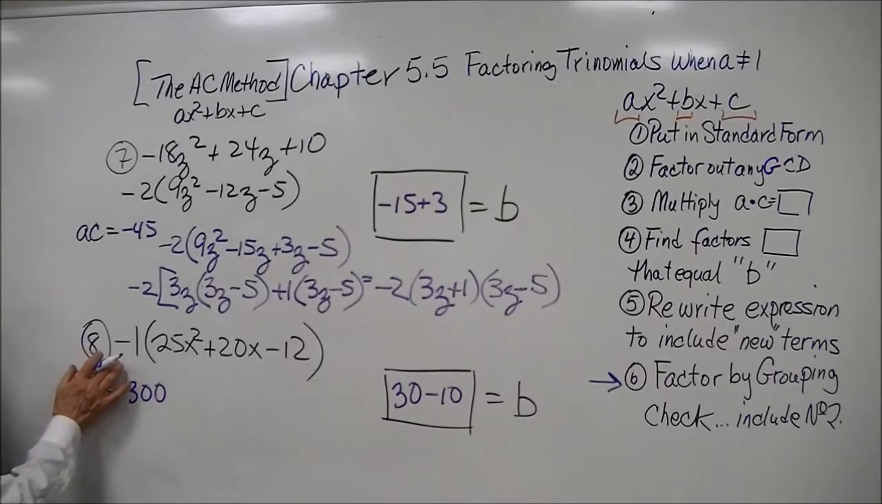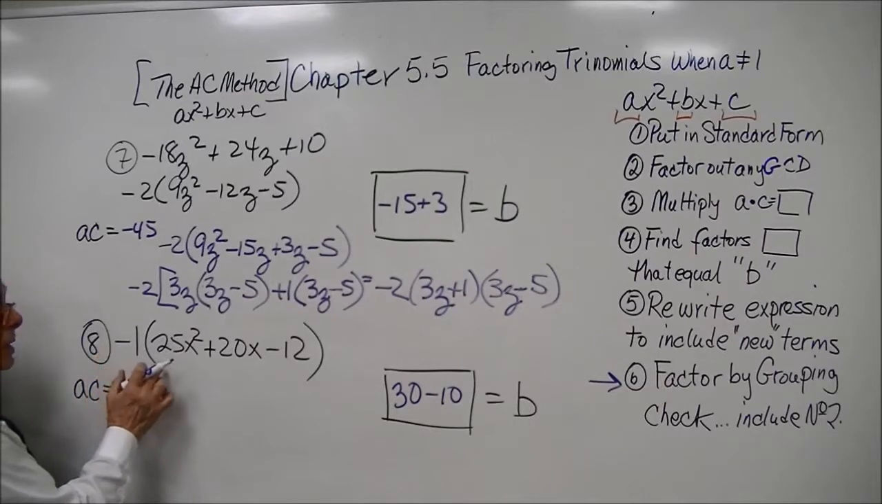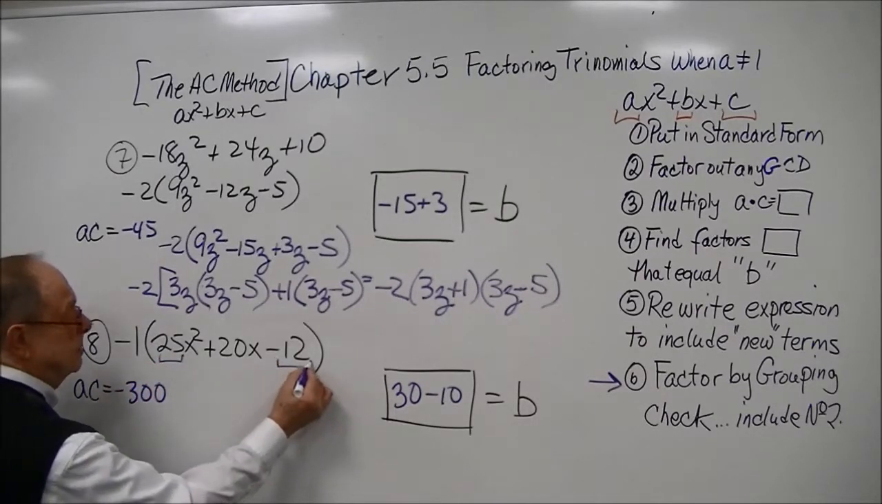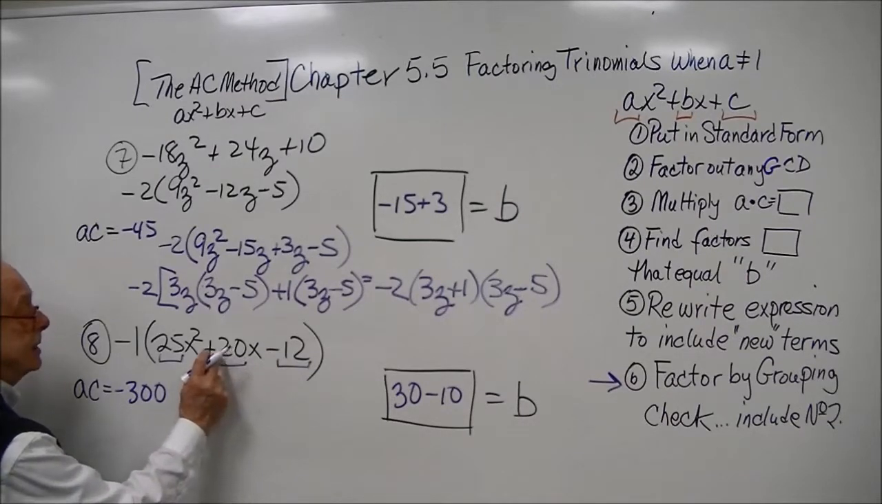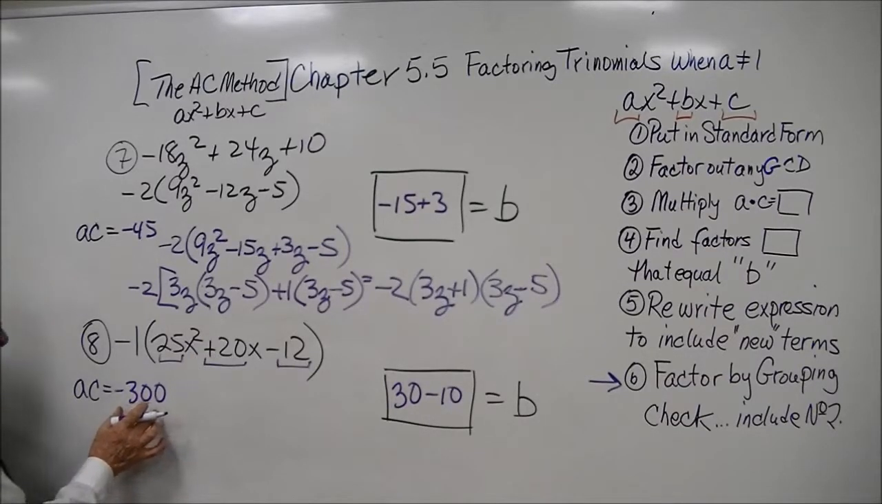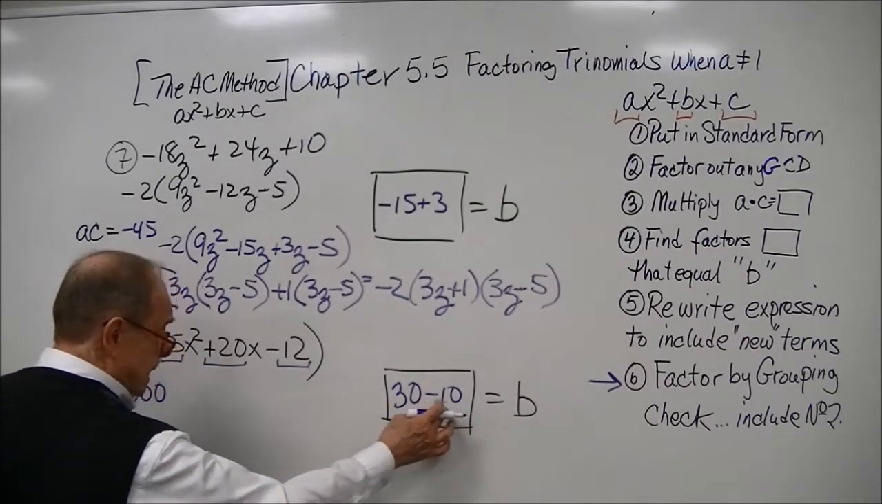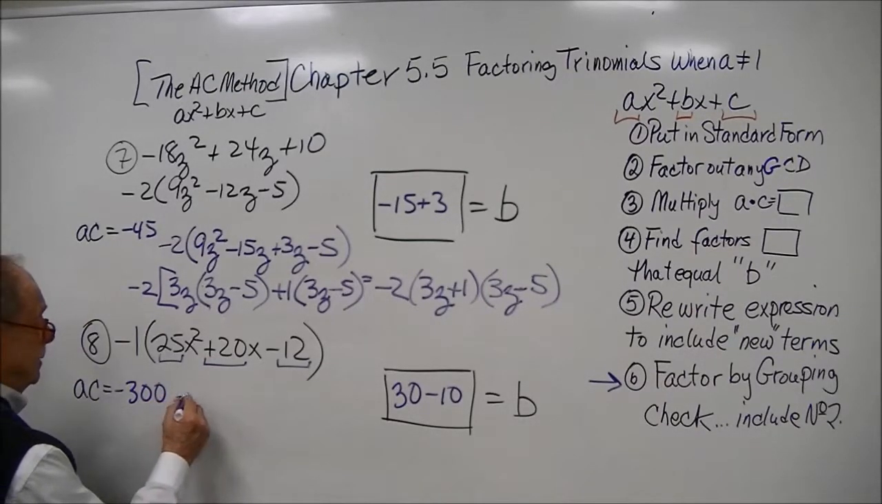All right, for number 8, this was sort of backwards, and this term was a negative, so I took out a -1, put it in standard form. So that's where I'm going with it. I'm multiplying my A term times my C term and getting a -300. And I'm looking for a B term of a +20. So my factors of a -300, and again, this is after I worked it for a while. 30 minus 10, yeah, that's a +20. So now I'm going to rewrite it. Again, I have a -1 out here.